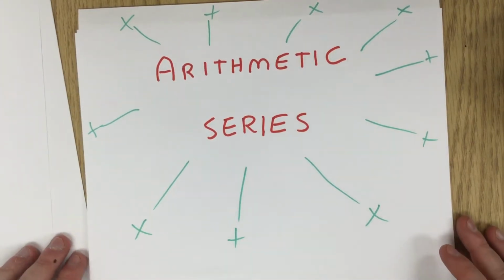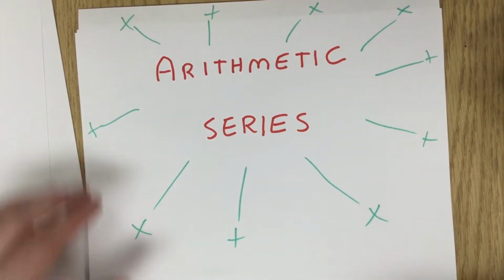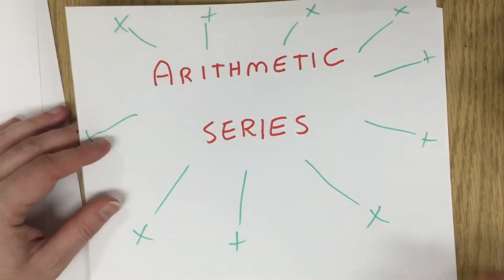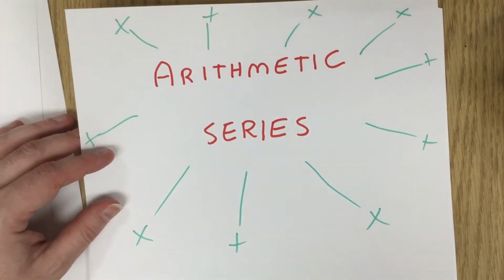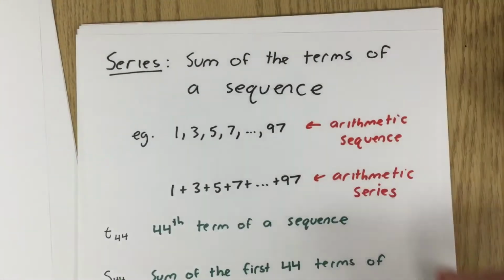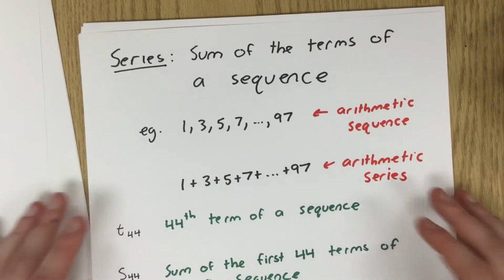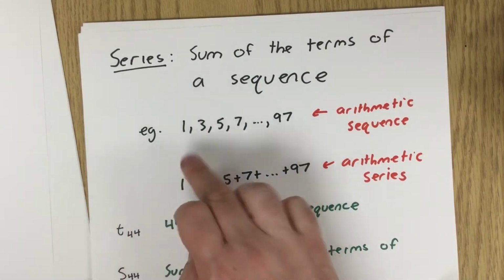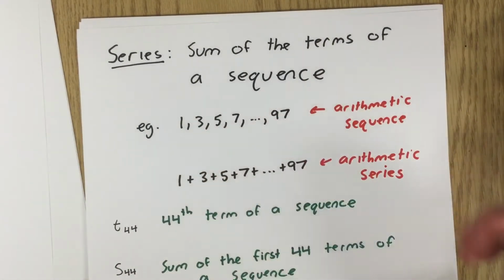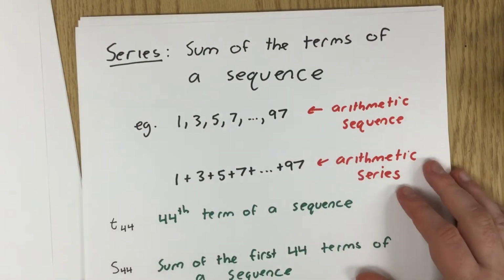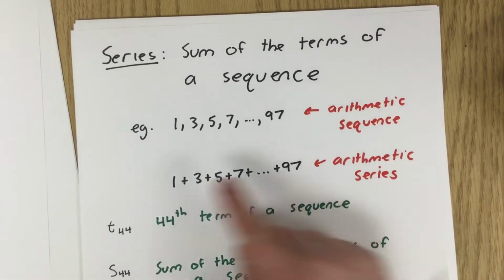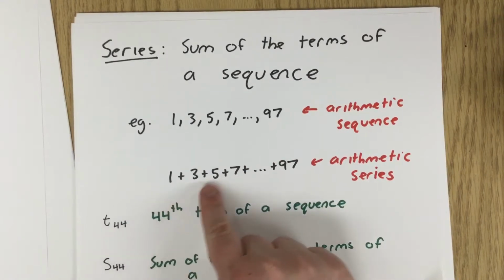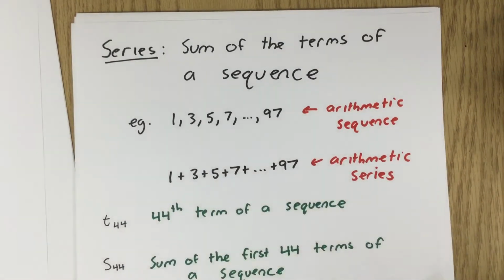We are now going to talk about arithmetic series, which is different than an arithmetic sequence. A sequence is just a list of numbers, but a series is going to be the sum of the terms of that sequence. For example, if we have the numbers 1, 3, 5, 7, etc., all the way up to 97, that's an arithmetic sequence. However, if we were going to add up all those numbers, 1 plus 3 plus 5 plus 7, that's an arithmetic series.